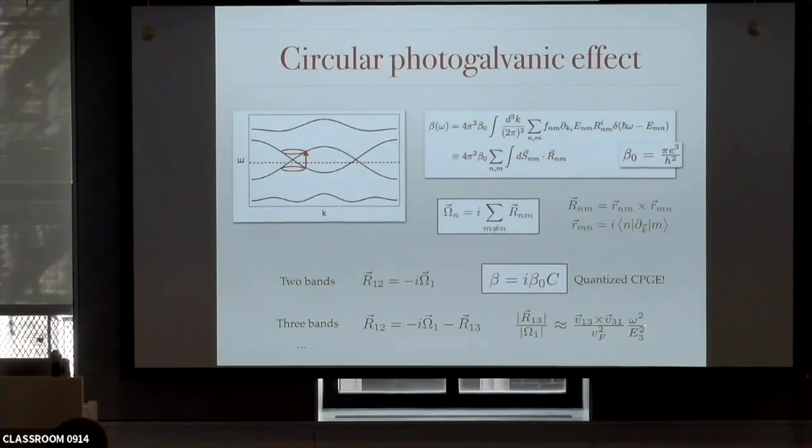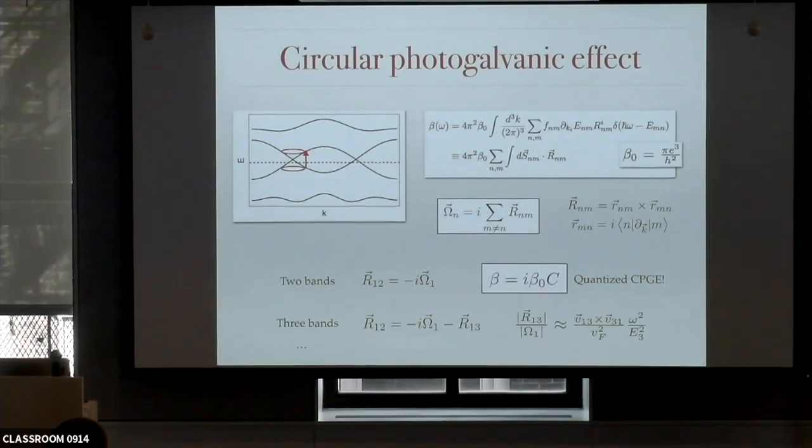So you see, at low energies, E3 is the energy of the faraway band. The energy of this process is much smaller than E3, meaning the bands are far away. Then this decays like omega squared, and you can essentially throw it away. So there's a correction to quantization from higher bands. But you're really probing the Weyl point at low energies, so this doesn't matter. This is the sense in which the circular photogalvanic effect is quantized. It's quantized when you're close to the node.